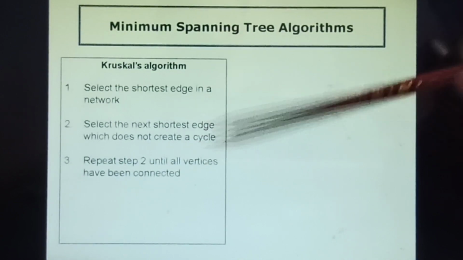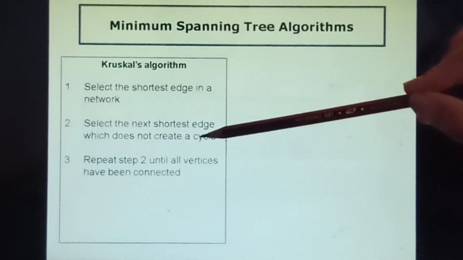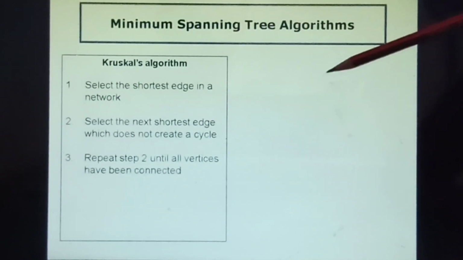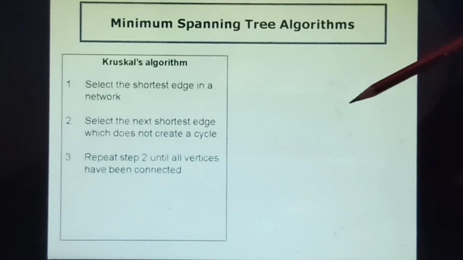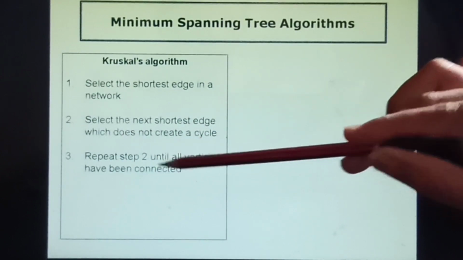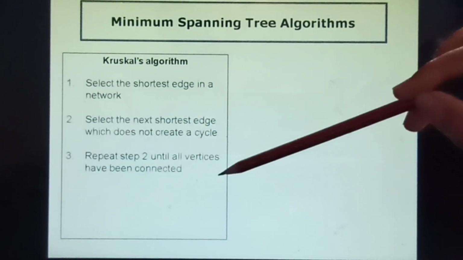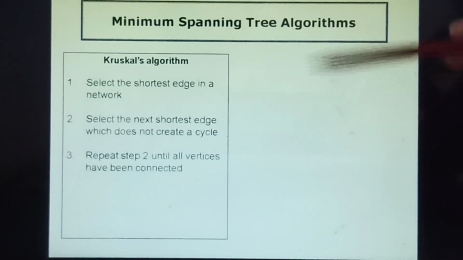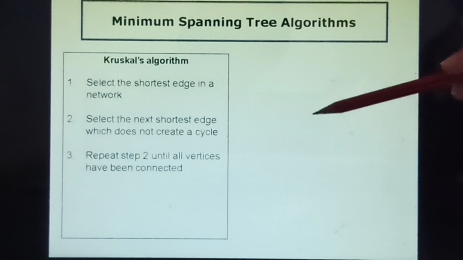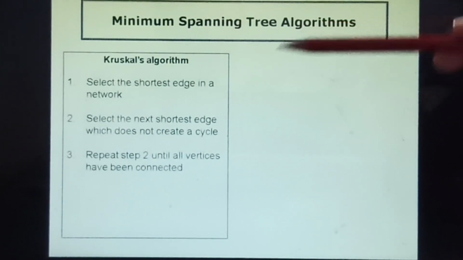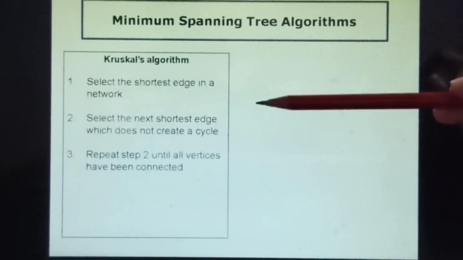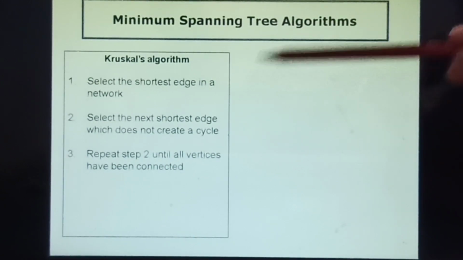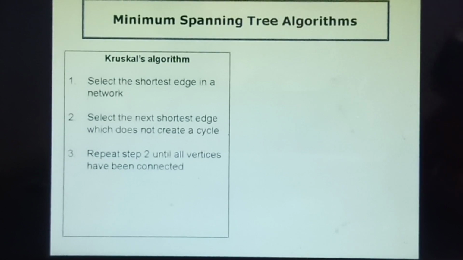Then the second step is what? Select the next shortest edge which does not create a cycle. Then after that whatever the next shortest edge is, that we have to select. So repeat step 2 until all vertices have been connected. So these 2 steps we have to repeat till we get all vertices connected. And one more condition is what here? No cycle should be formed in that tree. Then and only then whatever our final solution is, that will be called the minimum spanning tree.